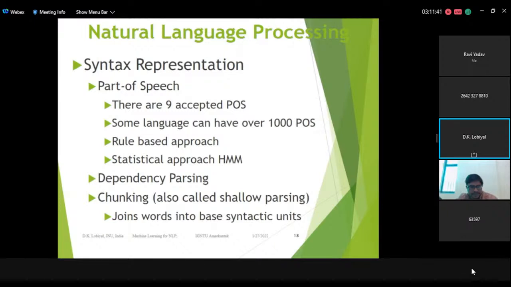Then there is chunking also. Chunking is called shallow parsing. And why is it called shallow parsing? Because I will not see a sentence as consisting of words, but I say a sentence consisting of phrases, groups of words. If I group words and then make a sentence, each group of words is a chunk. And then I do my parsing. That is called chunking or shallow parsing. That means rather than doing full parsing, I am doing only a group-based parsing.